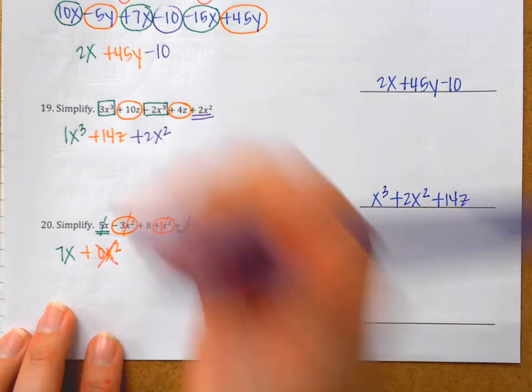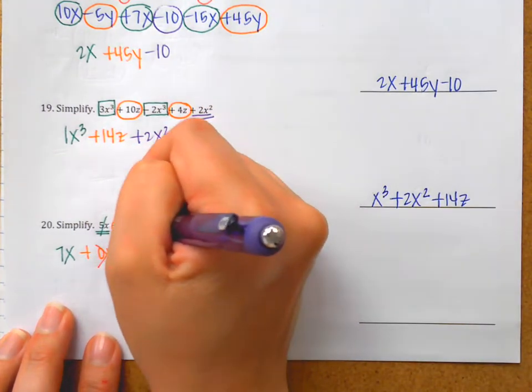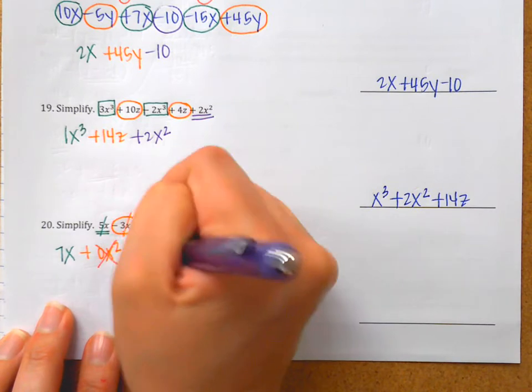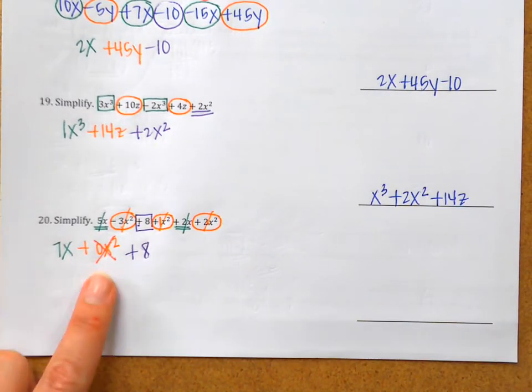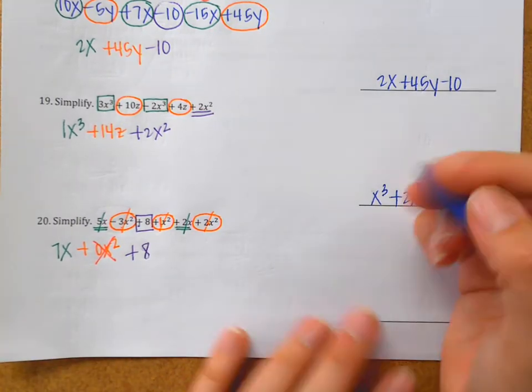And then my last number is +8. And so to write it in standard form, now that the x squared is gone because it's 0, we just have 7x plus 8.